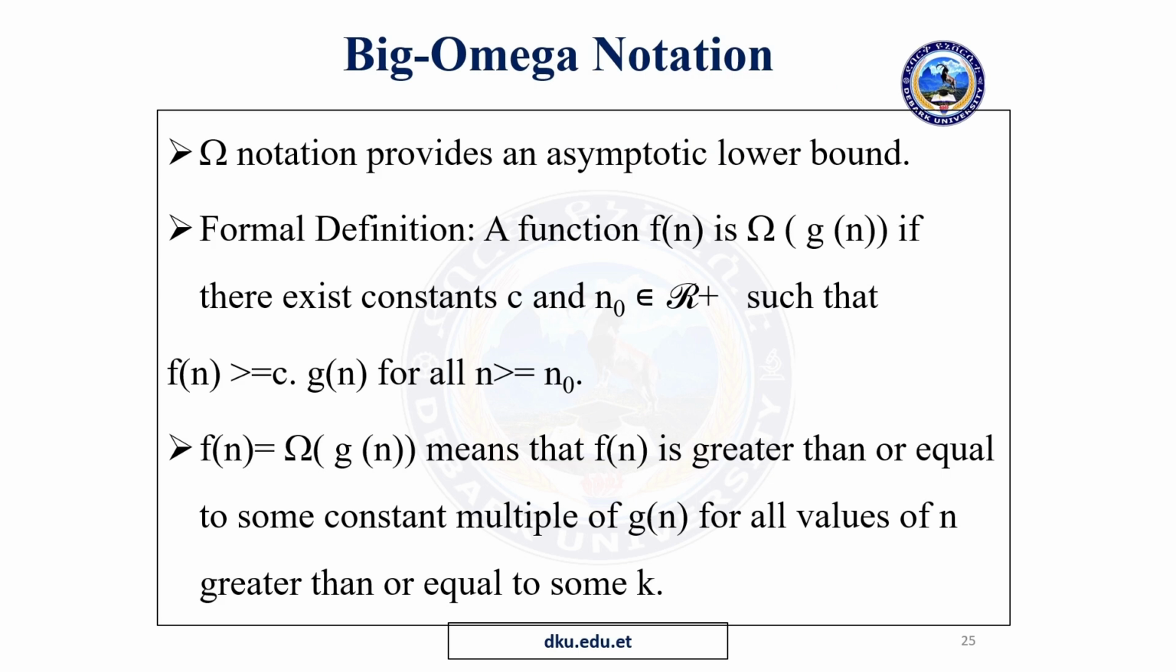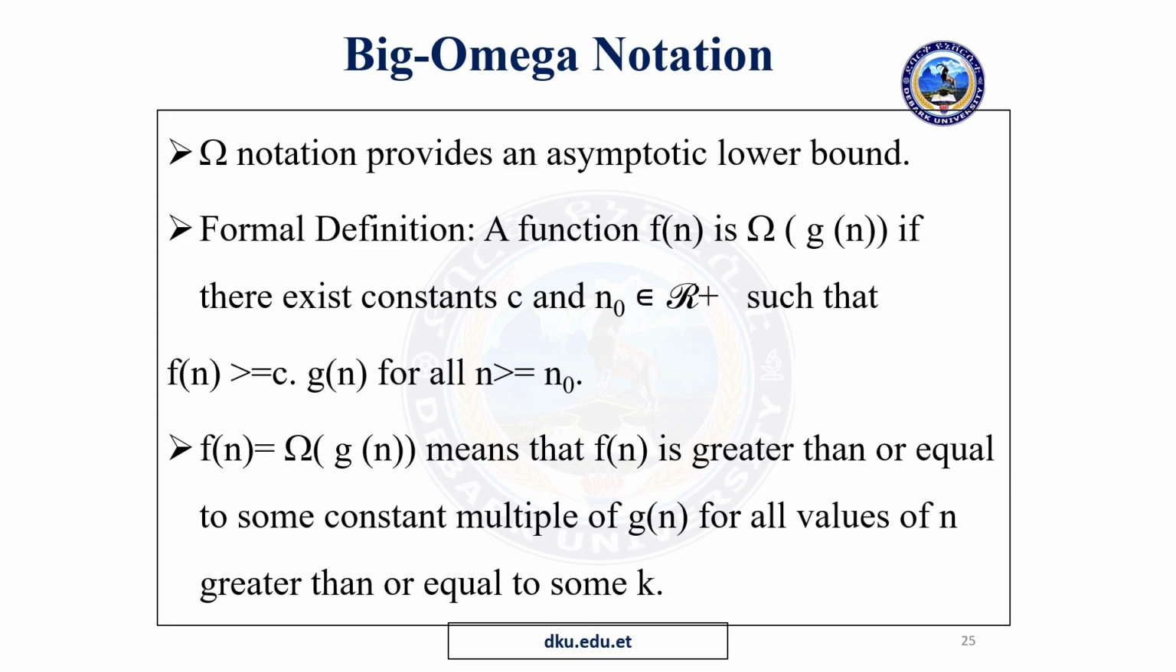The other notation is big omega notation. Big omega notation provides an asymptotic lower bound. Actually, the big O notation provides the upper bound of the algorithm. We can now define the big omega notation.